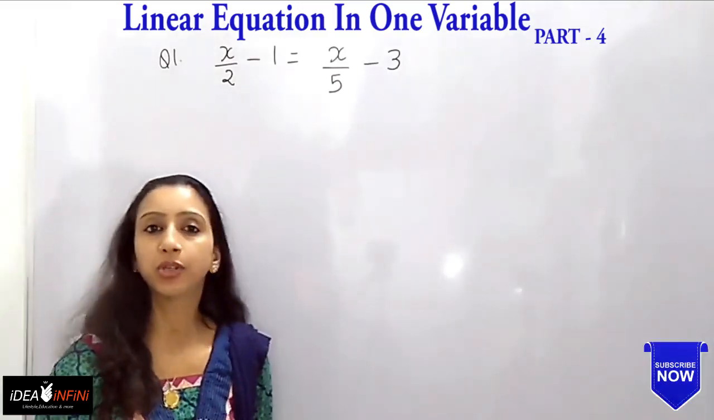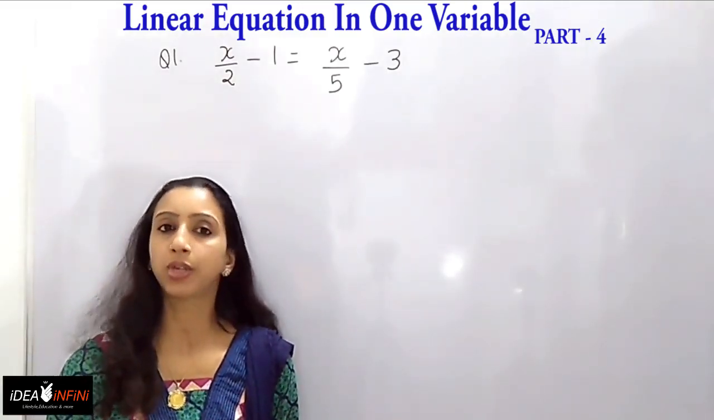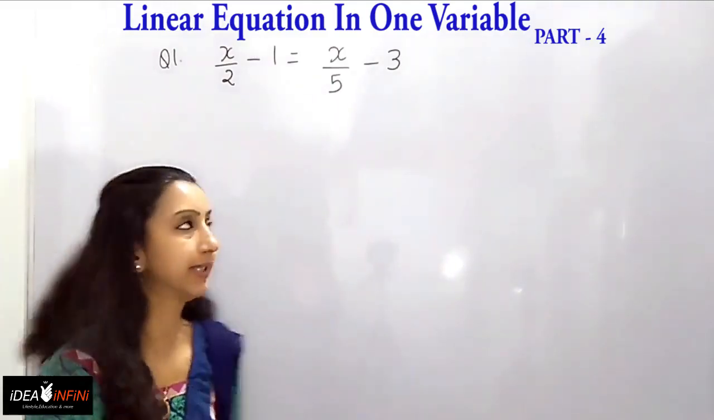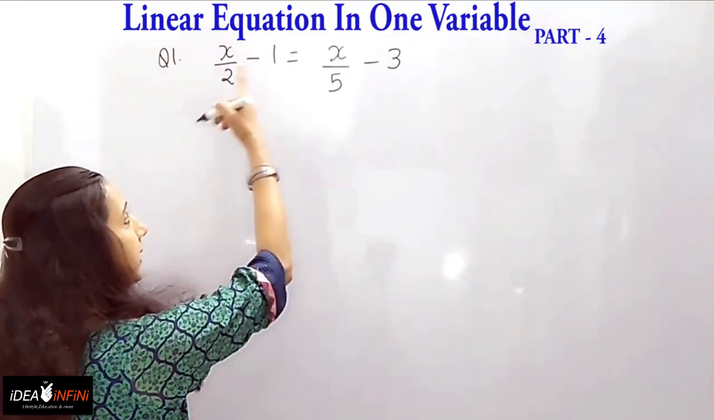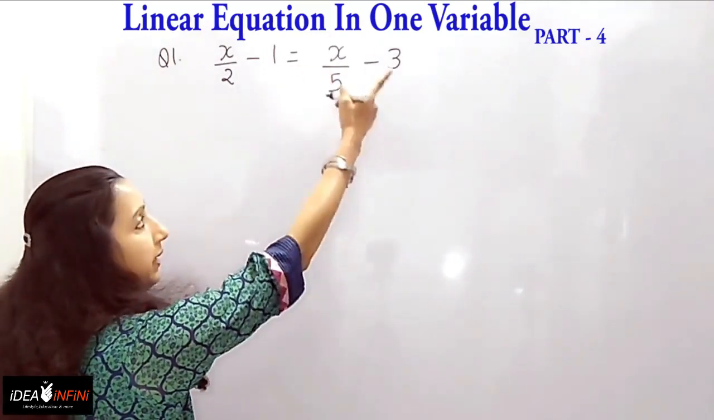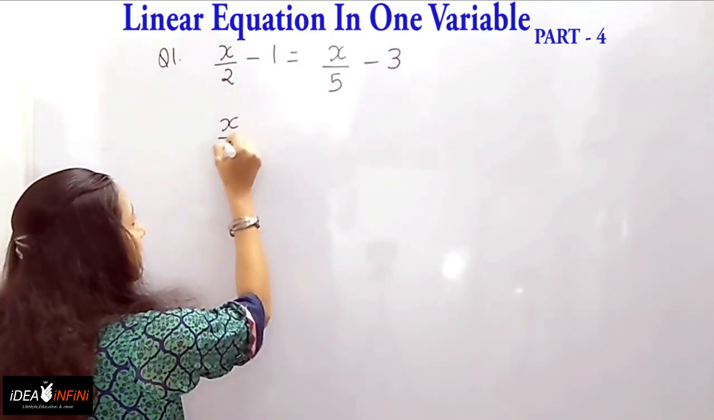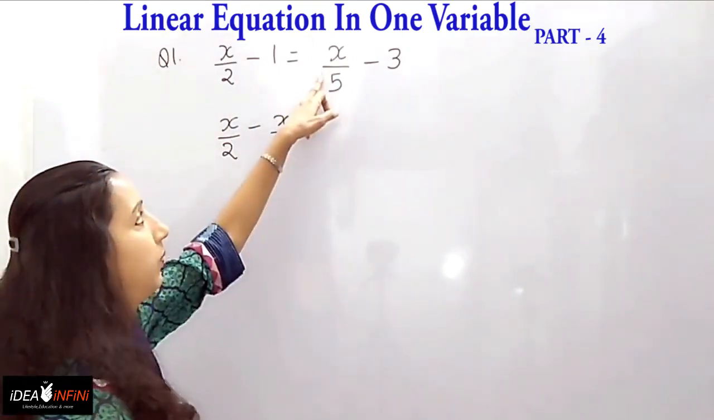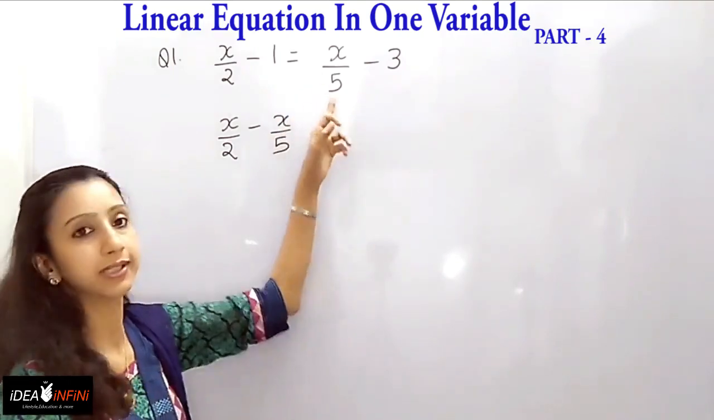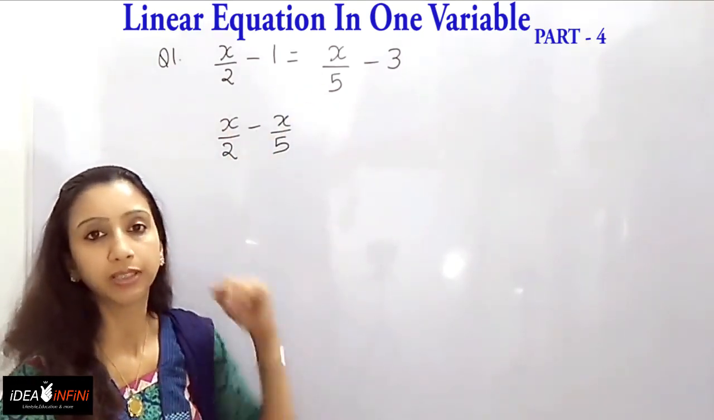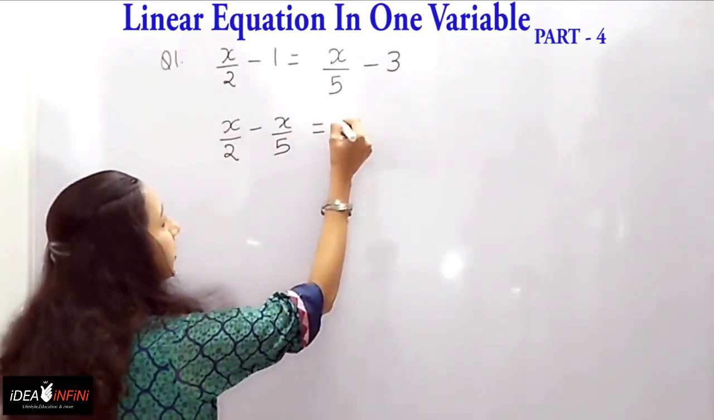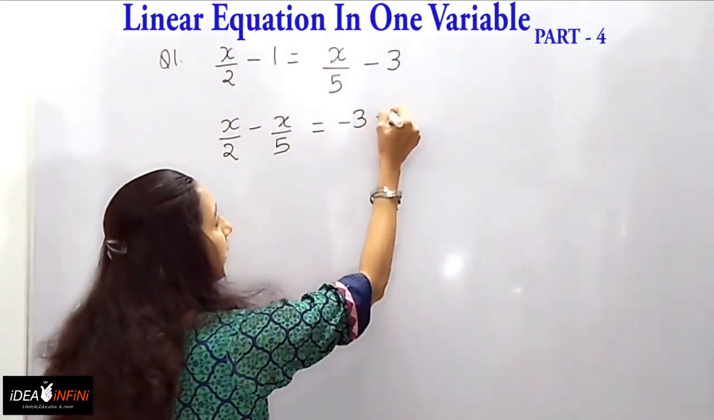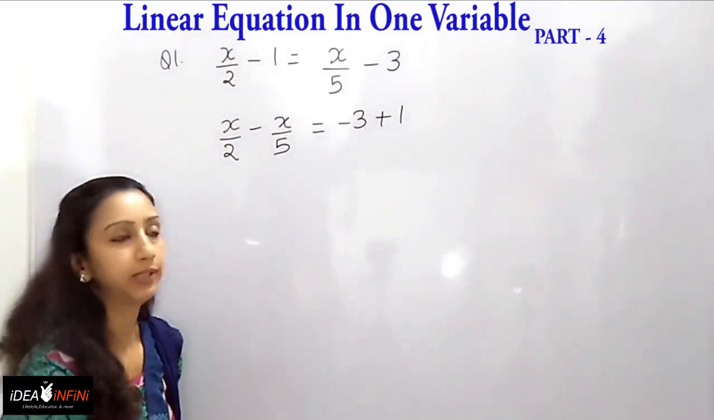As in earlier lectures we have discussed, it is good to shift the variables on one side of the equal to sign and the constants on the other side. So I take this x/5 to this side and -1 to that side of the equal to. So x/2 - x/5, the sign will change from positive to negative because it is coming on the left hand side of the equal to sign, equals -3 will remain as it is, and this -1 becomes +1 when it goes on the other side of the equal to.